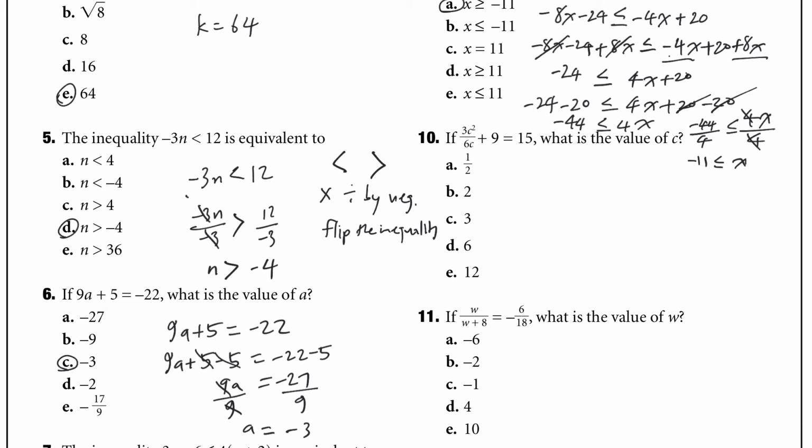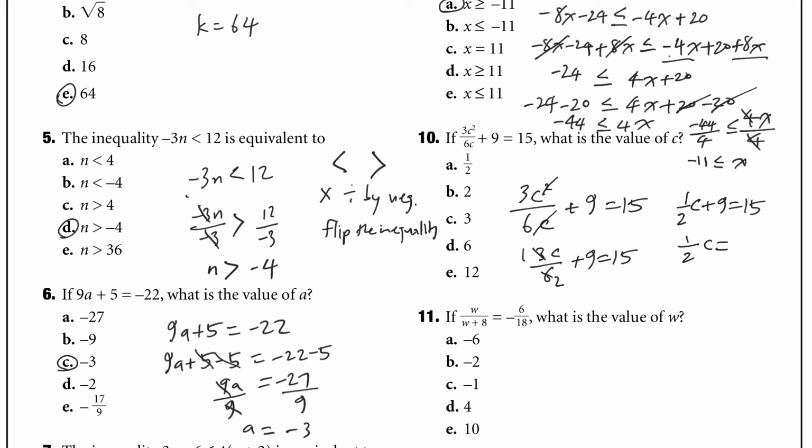Now number 10. 3c squared over 6c plus 9 is 15. What is the value of c? So first thing I want to do is simplify by reducing, so c squared and c cancel, and then 3, so let's rewrite it, 3c over 6 plus 9 is 15, and so 3 goes into 6 2 times, so I have half c plus 9 is equal to 15, so half c is equal to 6.